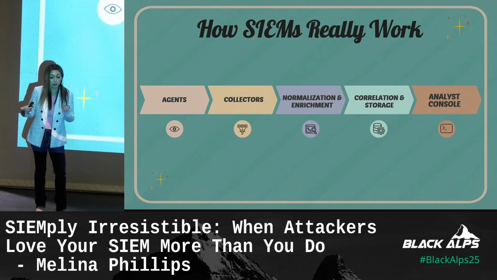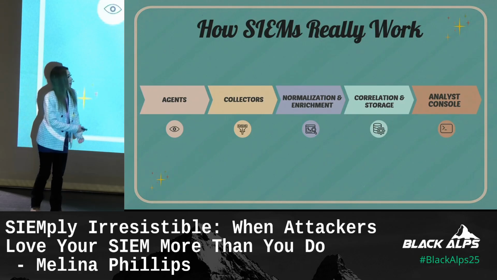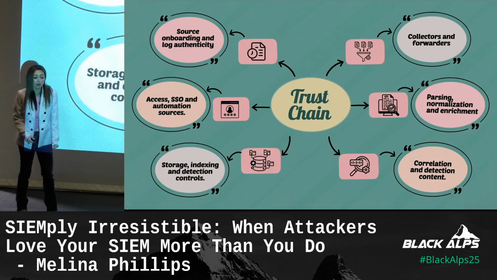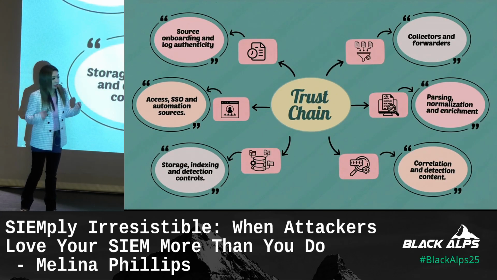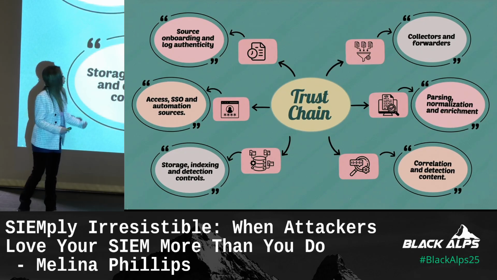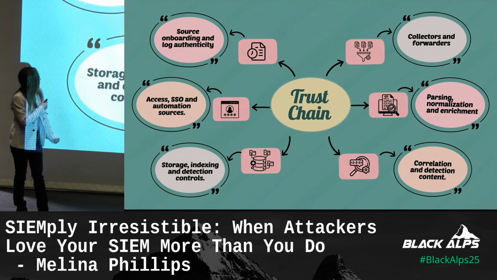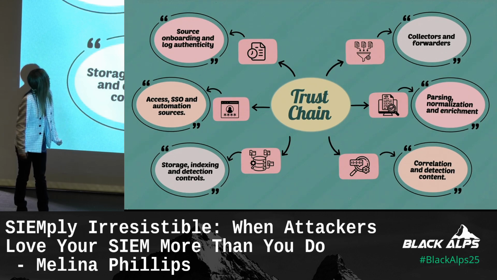Then correlation and storage. Based on the data that we're gathering, we're going to try to see patterns: what looks normal and what doesn't. And then there's whenever the data is presented in the analyst console. Just like whenever there's a security event, there is a chain of custody. Same thing happens in your SIEM. We're not going to go through each one of these because it's probably going to take me an eternity. But let's think, for example, of the most basic one: access, SSO, and automation sources.